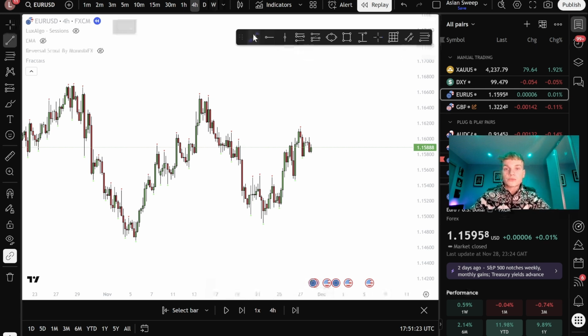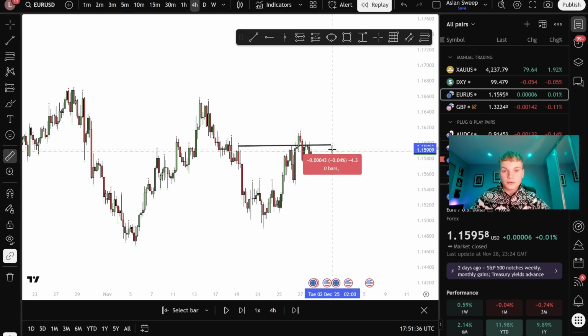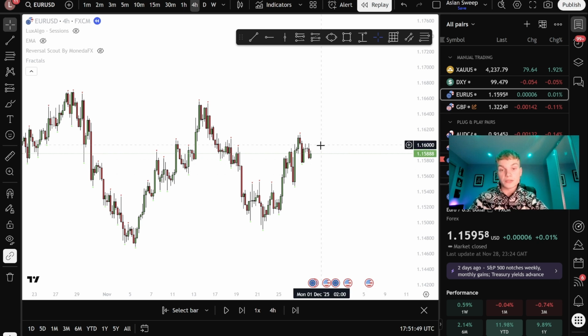So this was how we were determining the bias, as per usual, as I've shown in every other video. We had previous fractals. The most recent fractal broken was going to be this one here. Basically, long story short, I don't need to mark it, it was just so you could see. But we're trending to the upside, so I'm looking for buys for the day on EU.